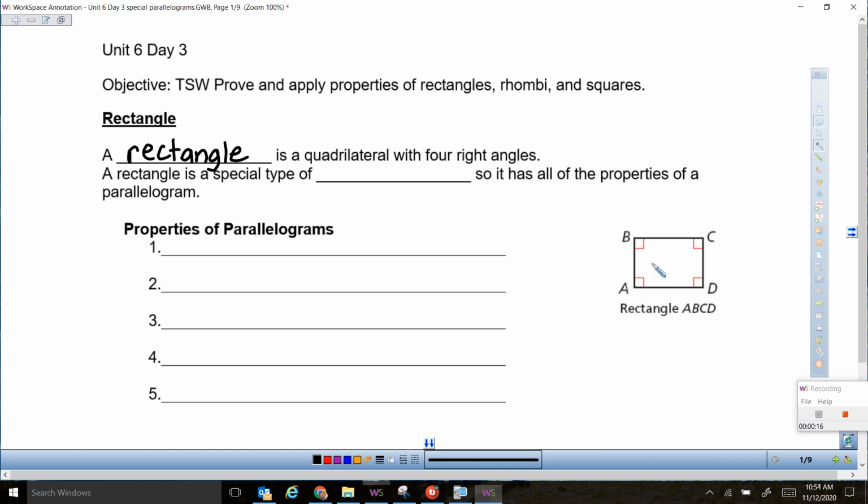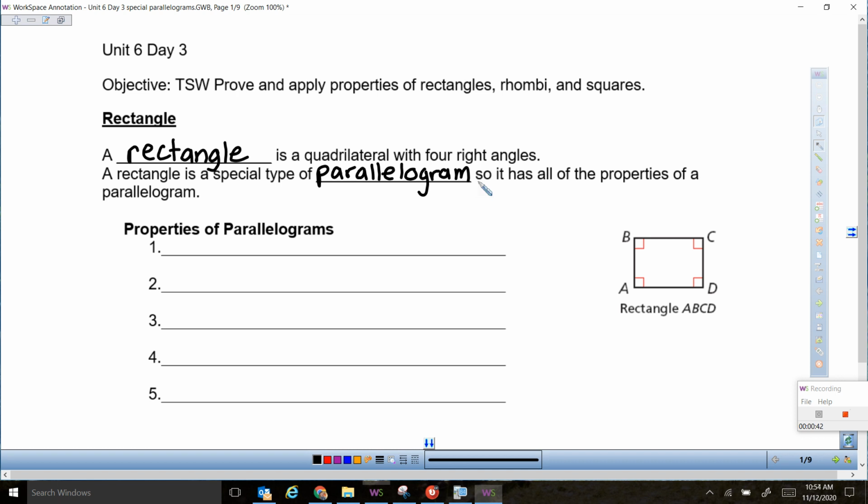And then it tells us that a rectangle is a special type of parallelogram. So it has all the properties of a parallelogram. So a rectangle is a parallelogram because the opposite sides are parallel. Okay, so since a rectangle is a parallelogram, it does inherit all 5 properties of a parallelogram. So we are going to fill in these properties, same properties we've seen the last 2 days.